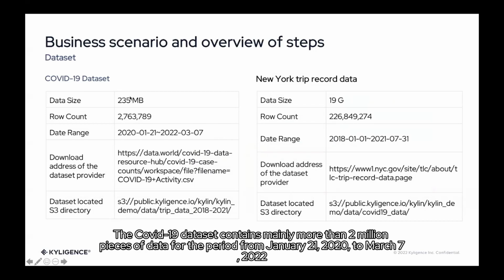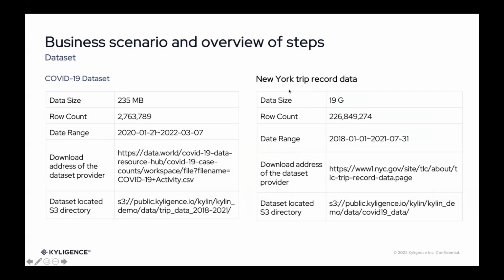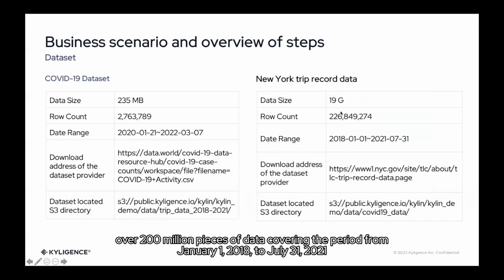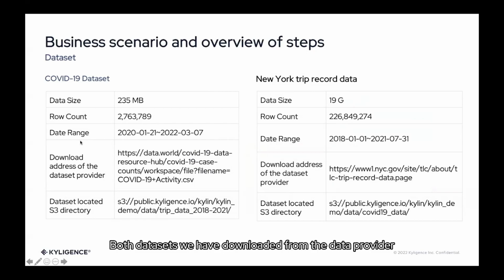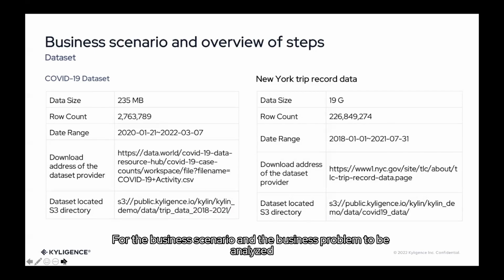The COVID-19 dataset contains more than 2 million pieces of data for the period from January 21, 2020 to March 7, 2022. The New York City taxi dataset contains over 200 million pieces of data covering the period from January 1, 2018 to July 31, 2021. Both datasets we downloaded from the data provider and dumped to our public S3 directory.